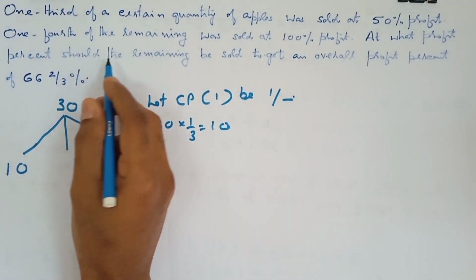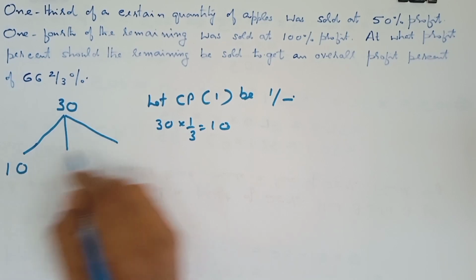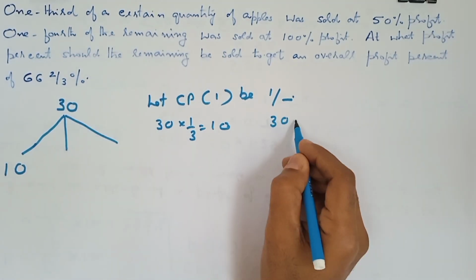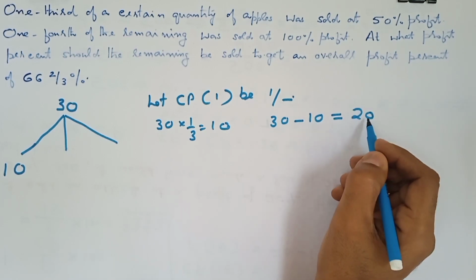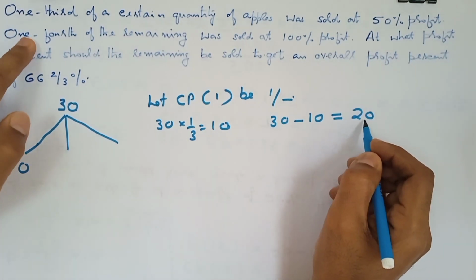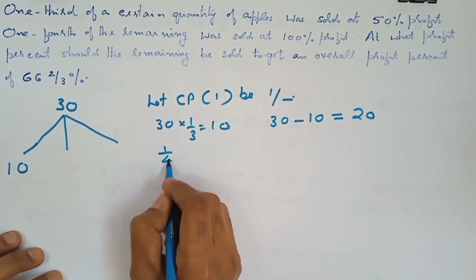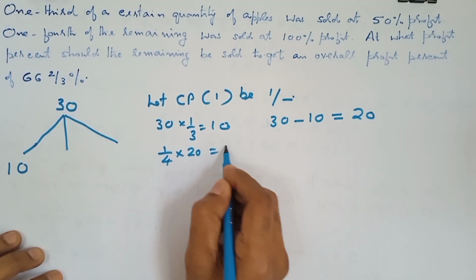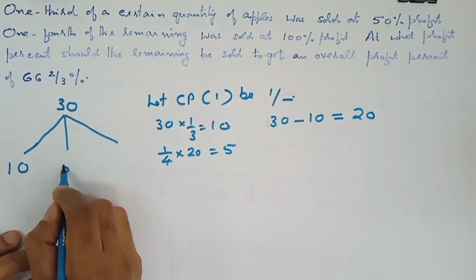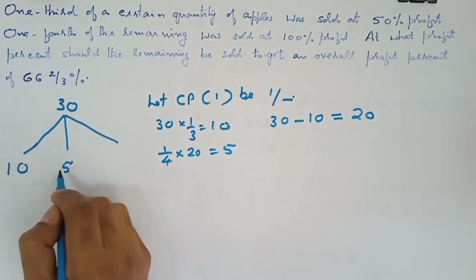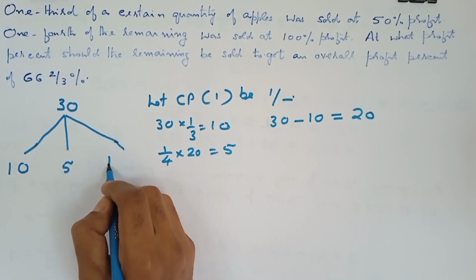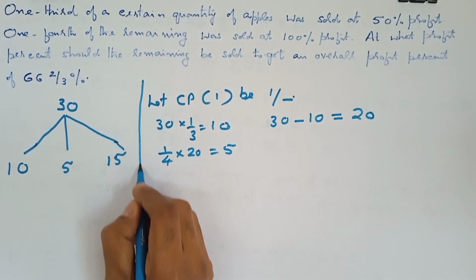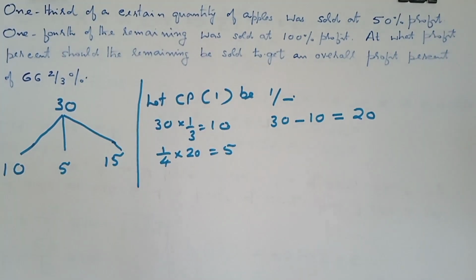Similarly, 1/4 of the remaining. What will be the remaining number of apples? Totally 30, 10 removed, and the remaining number will be 20. And you are looking at 1/4 of 20, which will be 5. So 5 apples. Now 10, 5, 15 gone. Remaining number will be, the third part will be another 15. So this is the way the total number of apples gets divided.